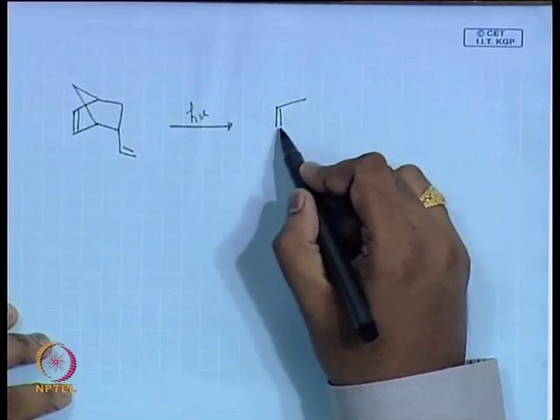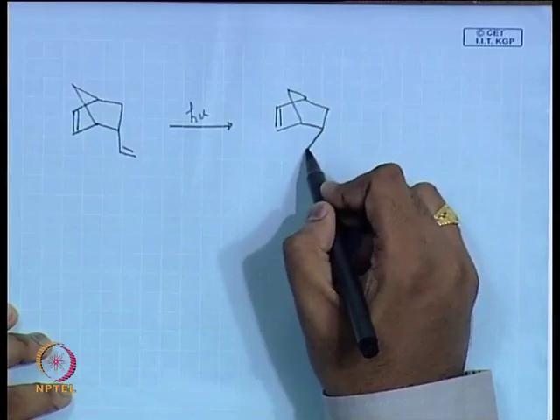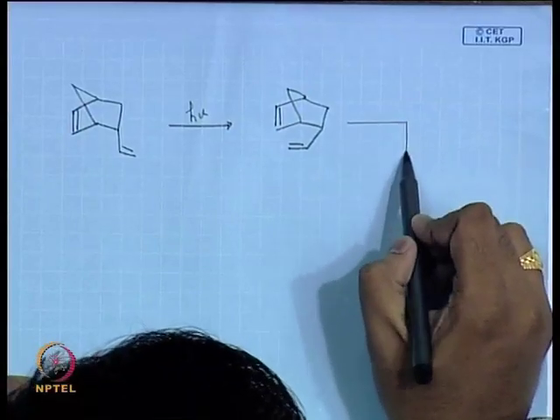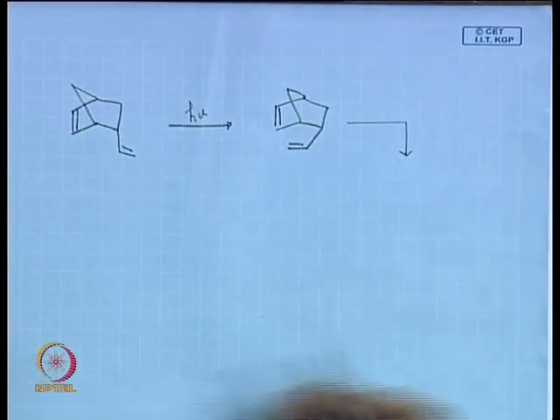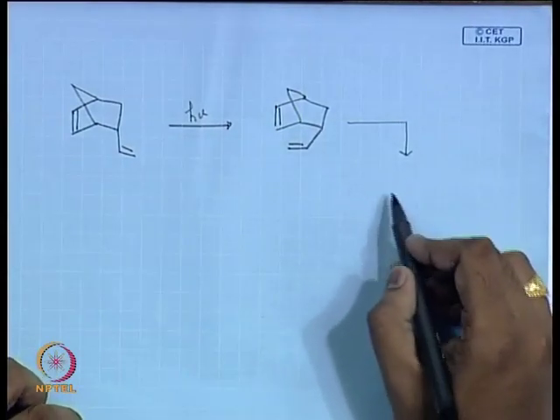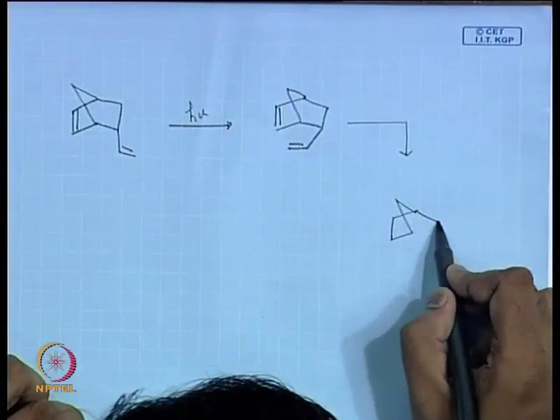So the molecule does it so cleverly, it brings this double bond in, just does cis-trans, then it undergoes a 2 plus 2. Okay. The only thing is that you should not write it directly.